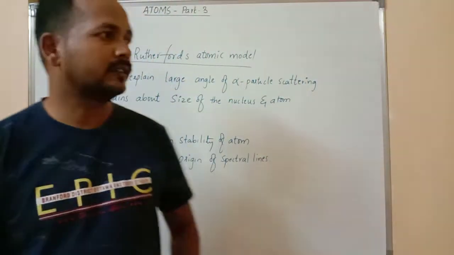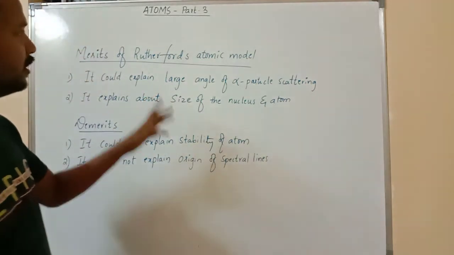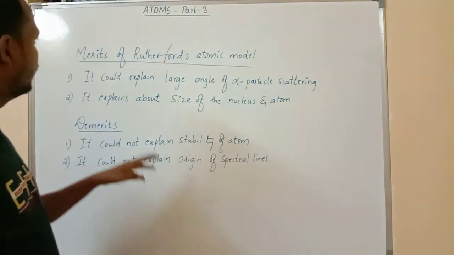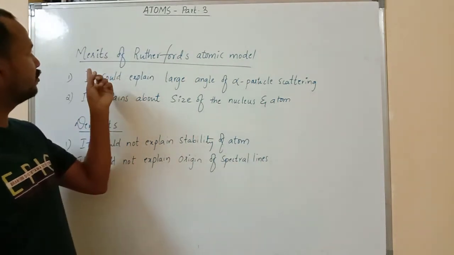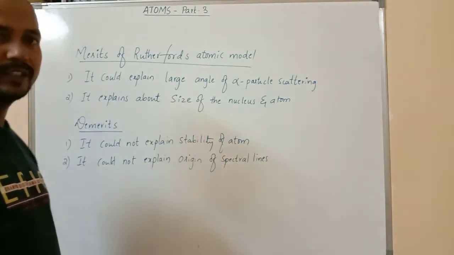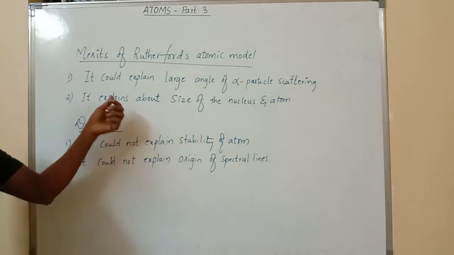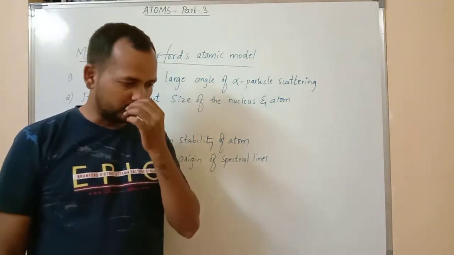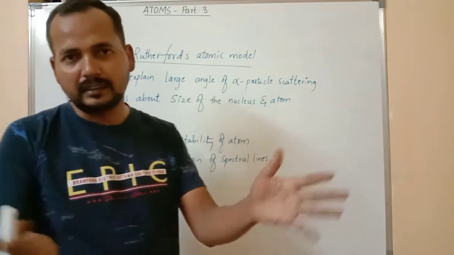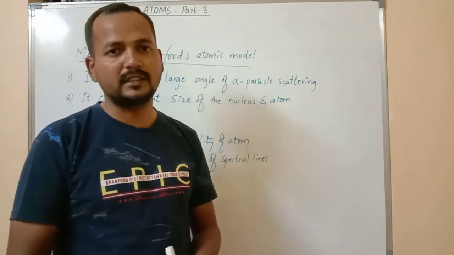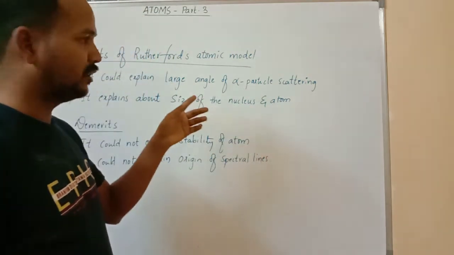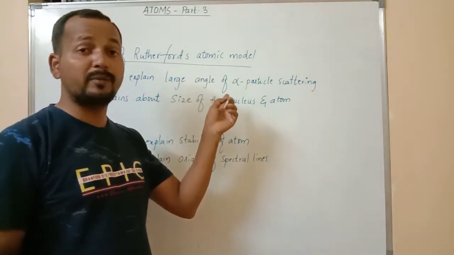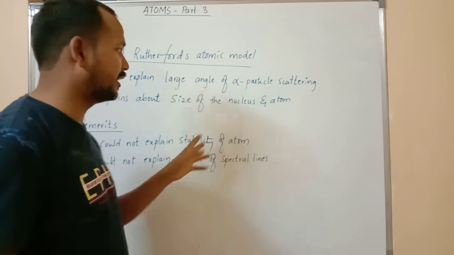Yes, after calculating the energy of an electron in a hydrogen atom in terms of radius, we'll move towards the merits of Rutherford atomic model. What are the merits of Rutherford atomic model? The first one, it could explain the large angle of alpha particle scattering. So he explained why exactly they are deflecting at large angles, alpha particles. That is what we have understood in the Rutherford experiment, we have studied that.